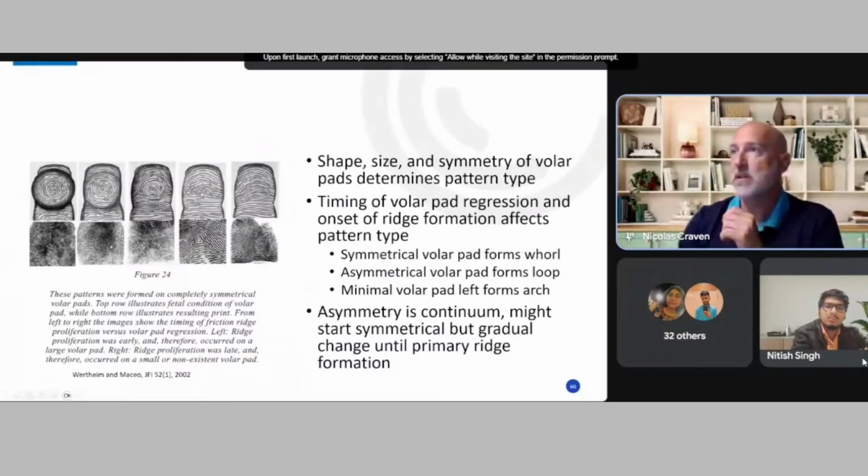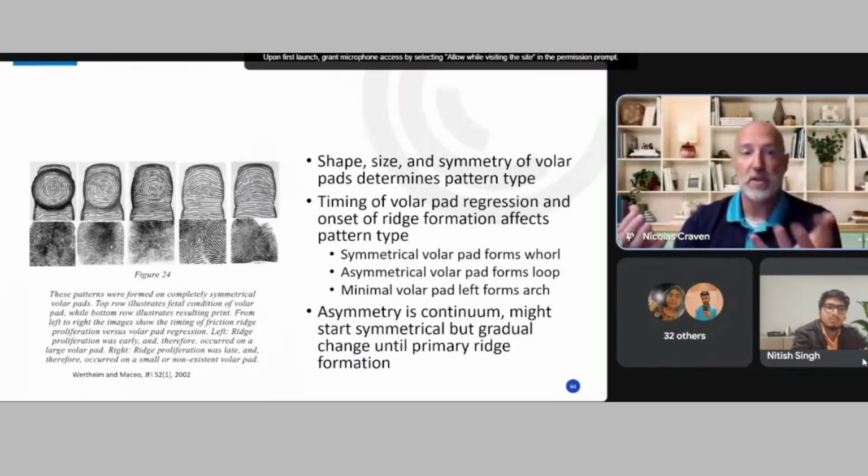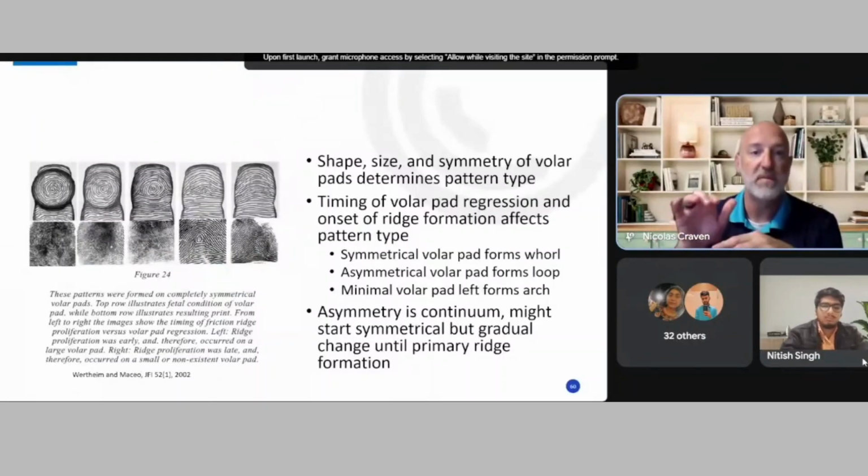Versus even the one right here, the second from the end on the right, has a very small core whorl pattern because that swelling was very small. And you can see what a fingerprint would look like with that. Okay. And then symmetry, as far as that volar pad, makes sense as well, as far as whether it could be more of a loop versus a whorl versus an arch. Typically, arches occur because those volar pads, which again form that bulbous swelling on the fingertips and sometimes in the palm, have completely regressed or are no longer around once the ridges start to form. That's where you're going to get a very simple, easy flow arch pattern.